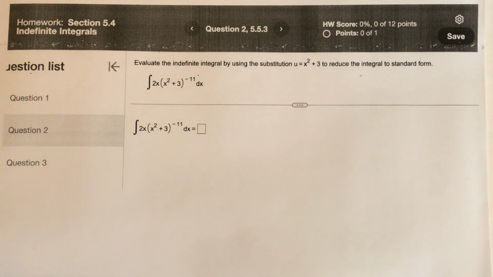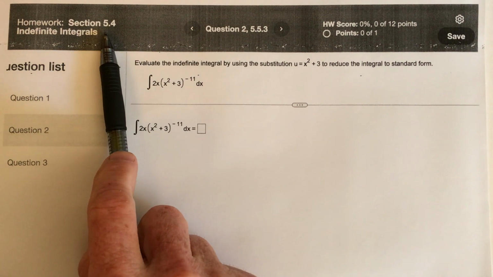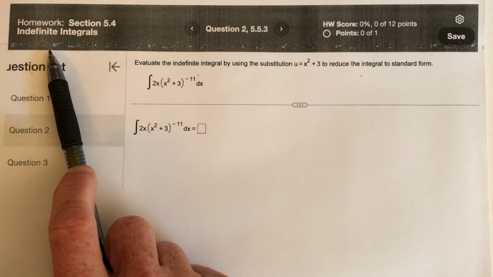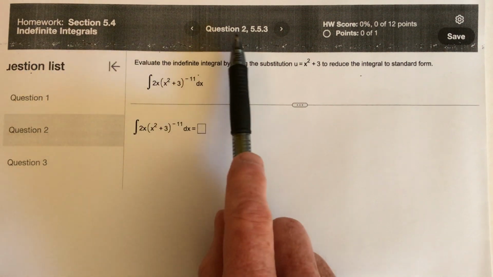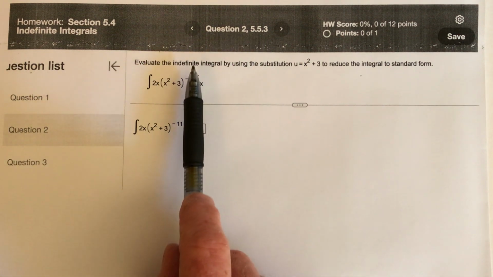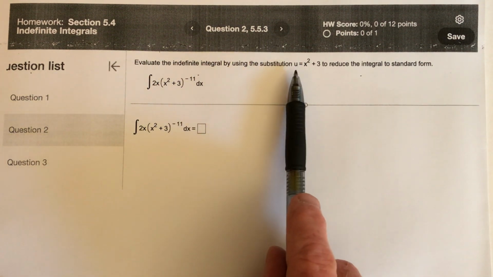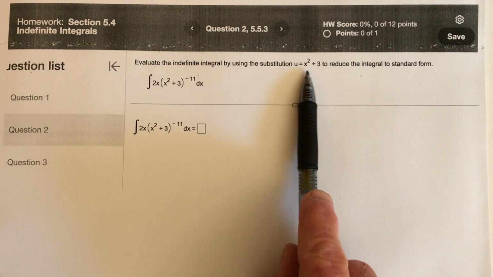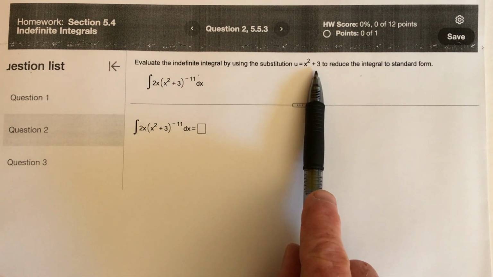Hello and welcome to some homework questions from My Math Lab, section 5.4, which is about indefinite integrals. Part of the reason I'm doing this is because My Math Lab has chosen some questions from 5.5 to put in 5.4. So we need to be using u substitution. Luckily, they even tell us what to use for the u substitution.